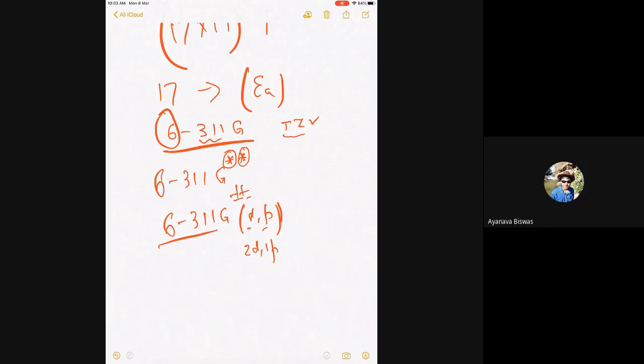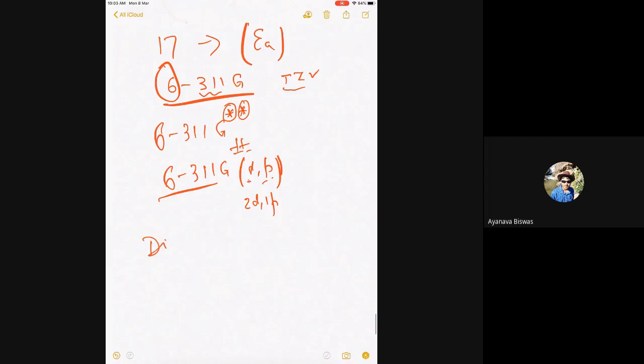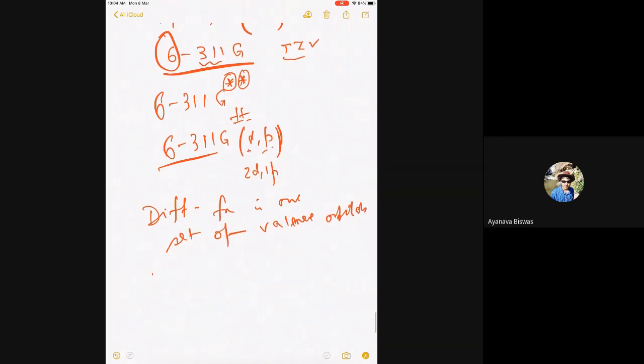You can have quadruple zeta. So 4 entries in the valence. Number of polarization functions, write it here. Then diffuse function, write plus plus. Diffuse function is usually one set of valence orbitals. What is a diffuse function? They are basically valence orbitals, one set of valence orbitals. So that's why plus plus is enough. So basically S and P with very small exponent. So exponent is very, very small.